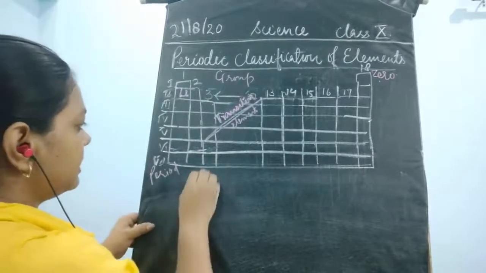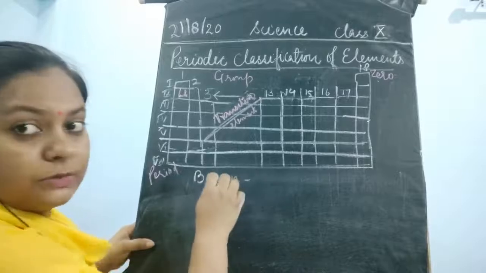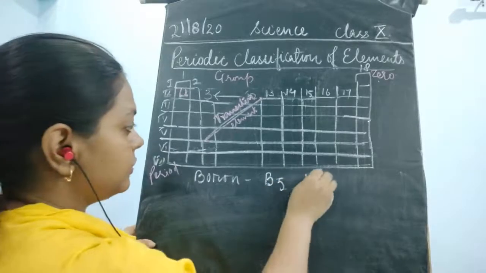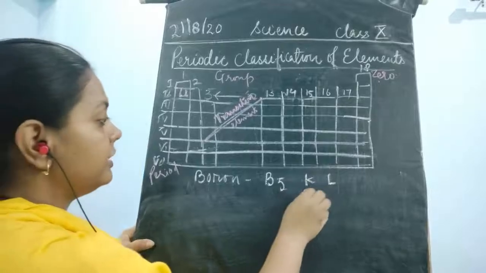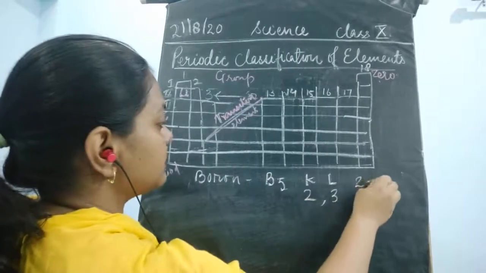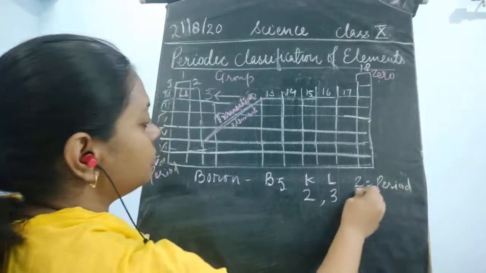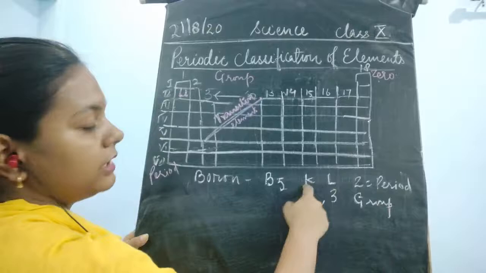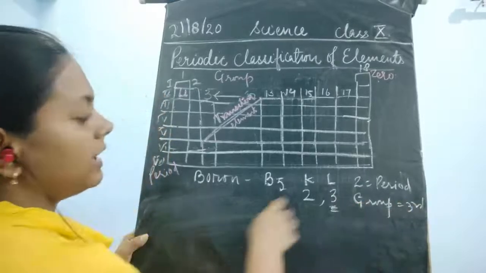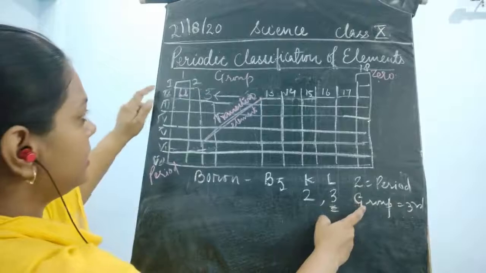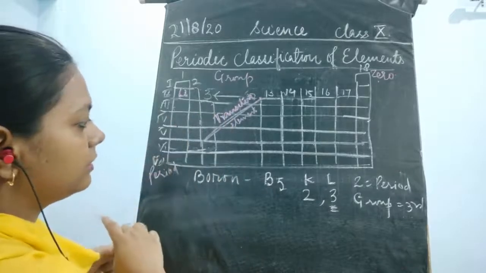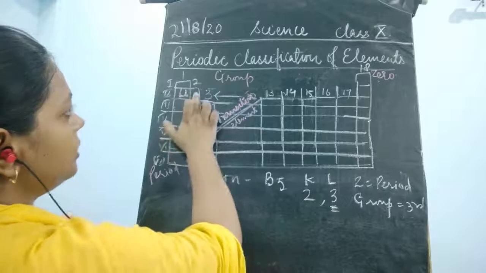Now we will take up the next example, that is boron, whose symbol is B and its atomic number is 5. Its configuration would be K and L, so 2 in the K shell. How many are left? 3. So 2, 3. There are 2 shells, so it is in the second period. And what about the group? The third group, because it has 3 valence electrons. So it is in the second period and group number 3.